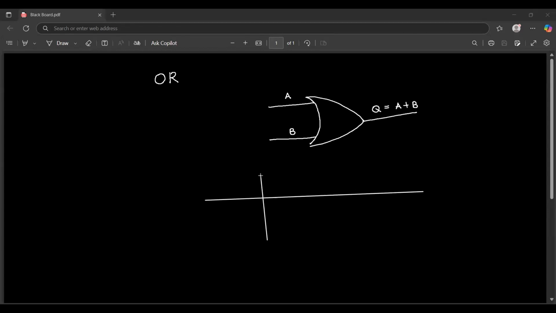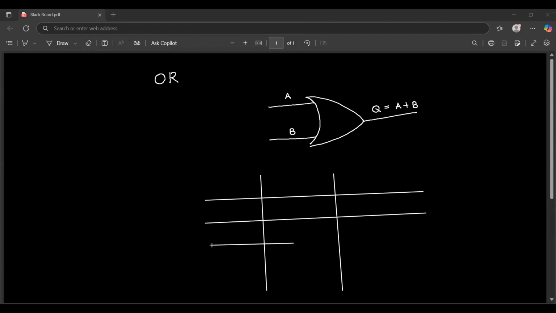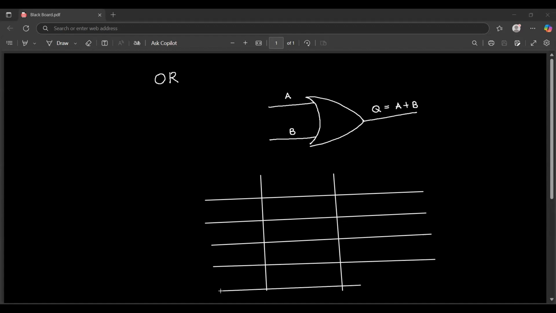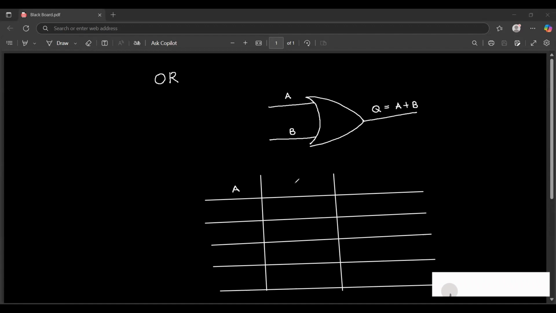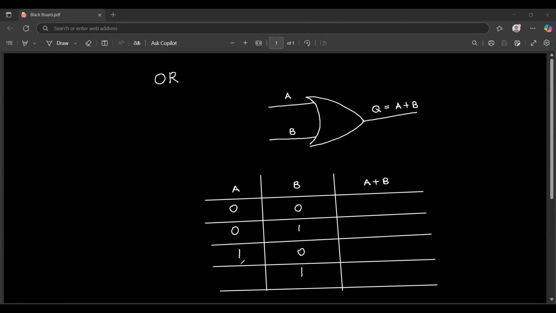So what will be the truth table? Since there are two inputs, we need three columns: two columns for inputs and one column for output. And then we need four rows to represent all the possible combinations. So let me draw that first. We have A here, B here, and this is A plus B. Let's start with B: 0, 1, 0, 1. A is 0, 0, 1, 1.